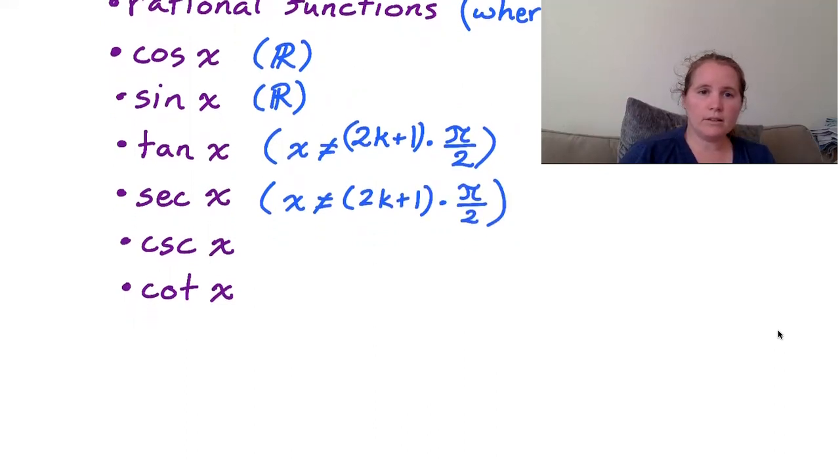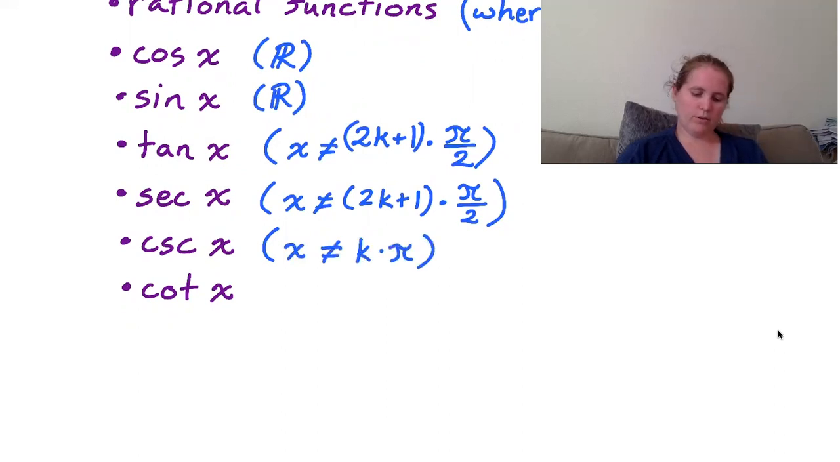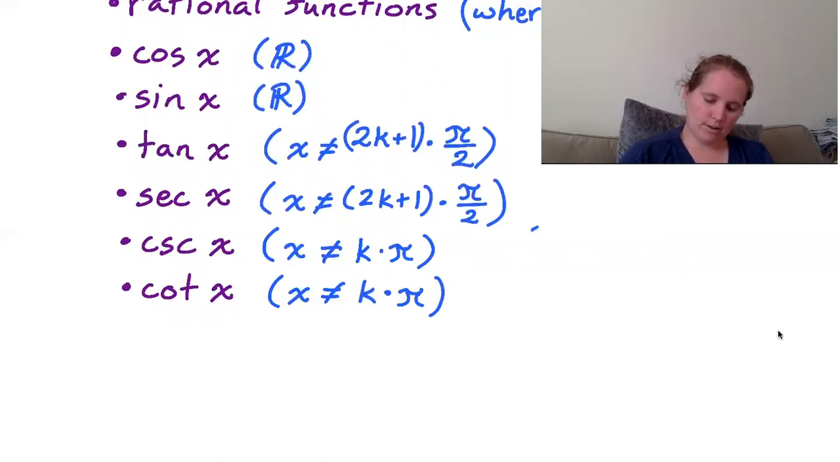Cosecant x is with sine on the bottom. And for that, we can't have an integer multiple of pi. And then cotangent also has sine on the bottom. And once again, we can't have an integer multiple of pi. So all of these I'm using k an integer.